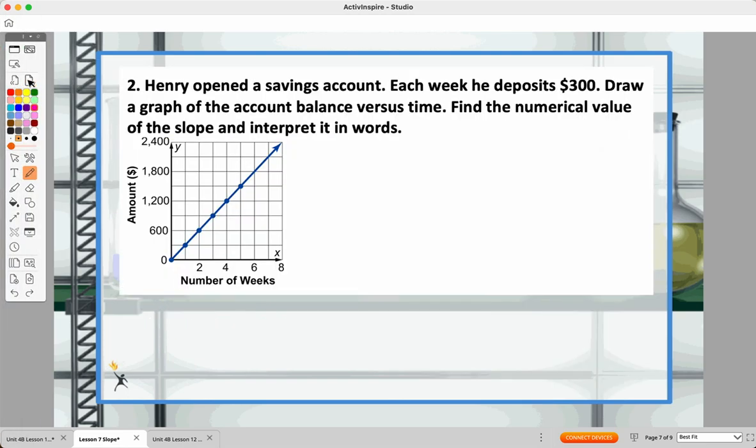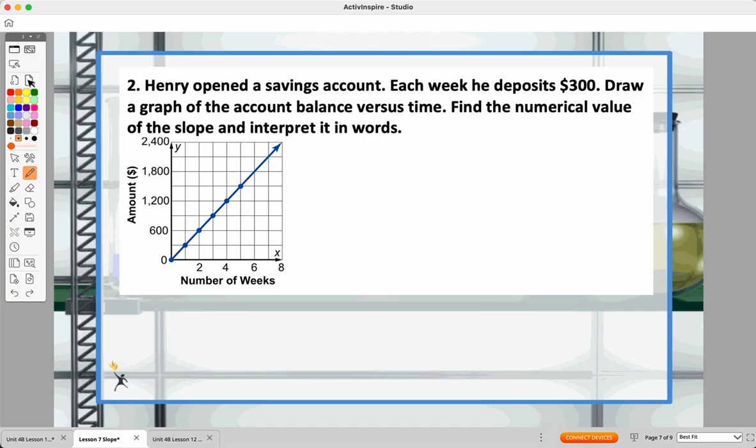All right, so let's take a look at what we might find here. Henry opened a savings account. Each week he deposits $300. So I've already got the graph drawn of the account balance over time. Find the numerical value of the slope and interpret it in words.